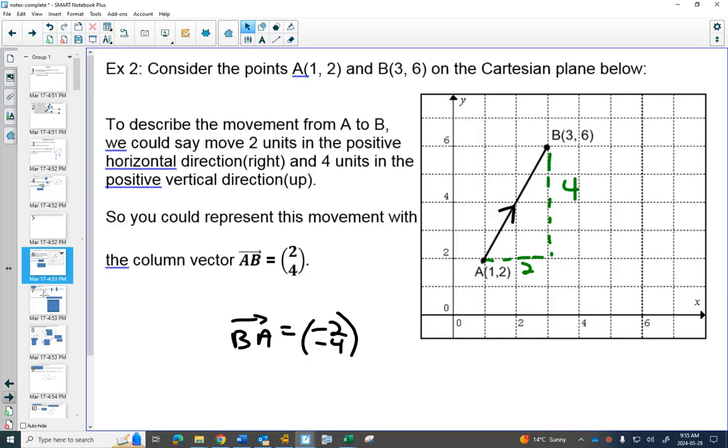And B to A, well, now I would have to be going back 2 and down 4, then its column vector would be negative 2, negative 4.